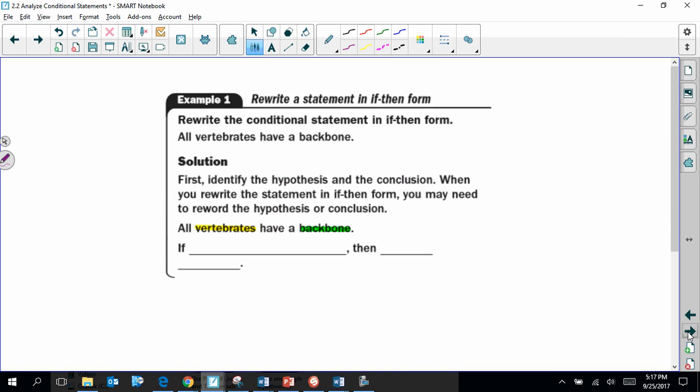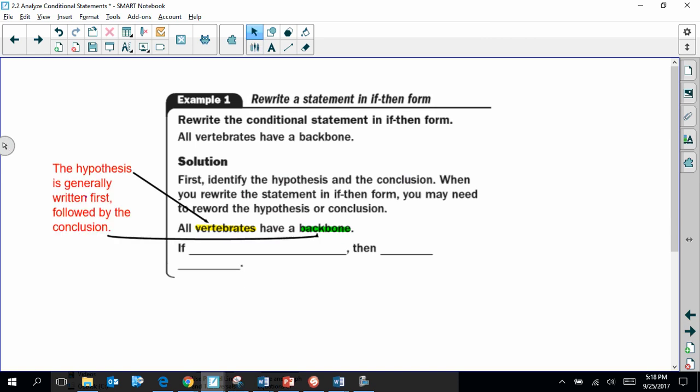Usually, what we're going to do is separate whatever has been given to us into a hypothesis and a conclusion. The hypothesis is usually what is given to us first, and the conclusion is what is given to us second. At the bottom, I'm highlighting the word vertebrates and the word backbone. The hypothesis is generally what's given first, followed by the conclusion. So the hypothesis is what we're looking at for my vertebrates.